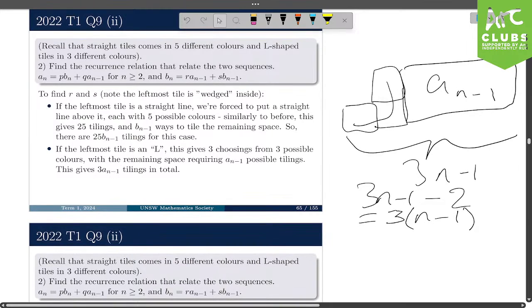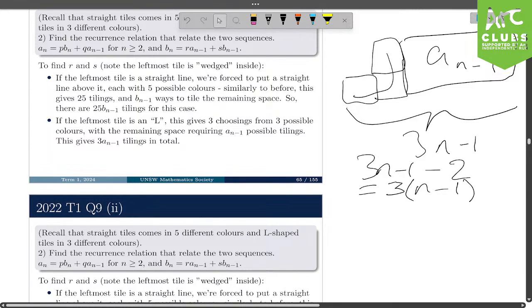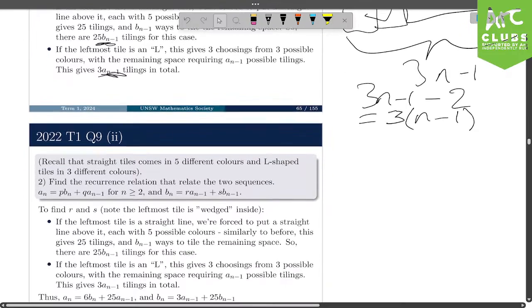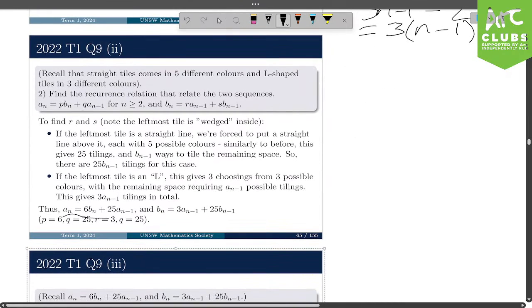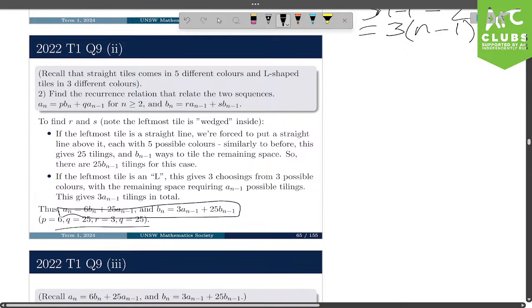Feel free to go over these notes again or ask questions in chat if you don't understand where all of that came from. So again, 3 colors for this tile over here, and AN minus 1 ways to tile the rest of this. So you get another recurrence relation, with 3 AN minus 1 and BN minus 1, and therefore we can write these 2 recurrence relations as such, where we consider the number of ways we can put the leftmost tile. And we get these numbers over here, answering the question. Cool. Nice.